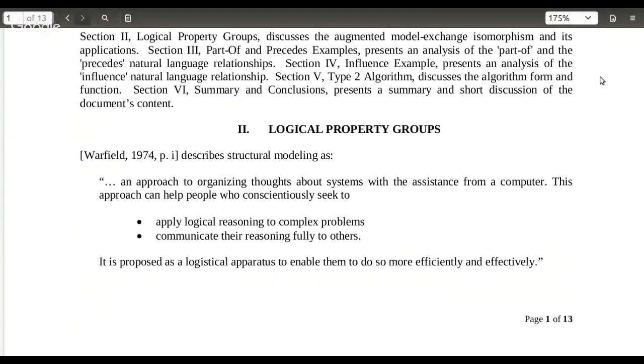And one of the more interesting things about structural modeling, in the preface to one of the Battelle Memorial Institute monographs, Warfield described structural modeling as an approach to organizing thoughts about systems with the assistance of a computer. And this approach can help people who consistently seek to apply logical reasoning to complex problems and communicate their reasoning fully to others. It's a proposed logistical apparatus to enable them to do so more effectively and efficiently.